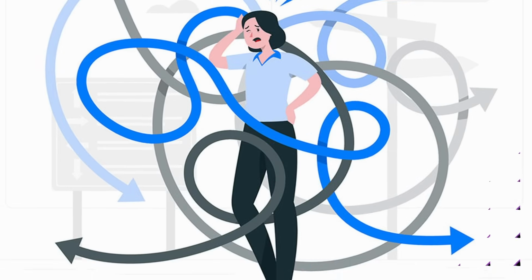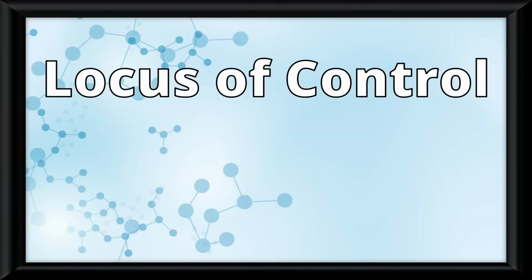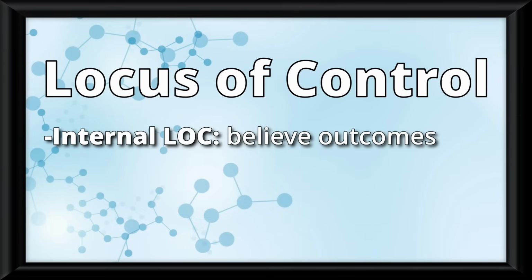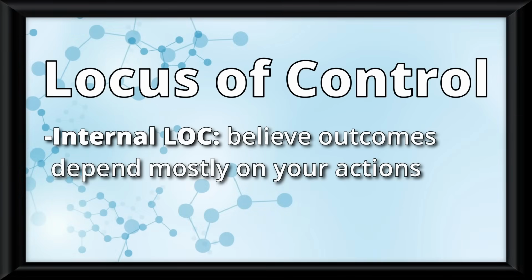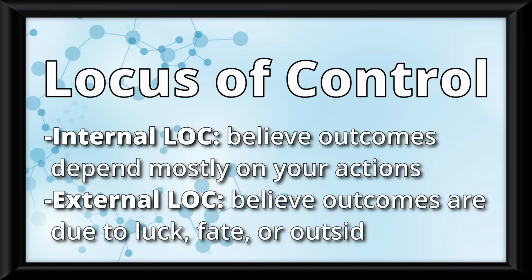Moving on, let's talk about how much control you believe you have over your life, meaning your locus of control. An internal locus of control means you believe outcomes depend mostly on your actions, while external locus of control means you believe outcomes are due to luck, fate, or outside forces.